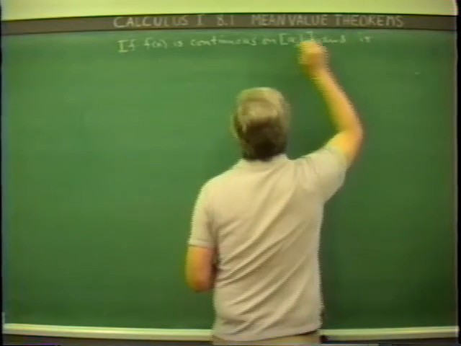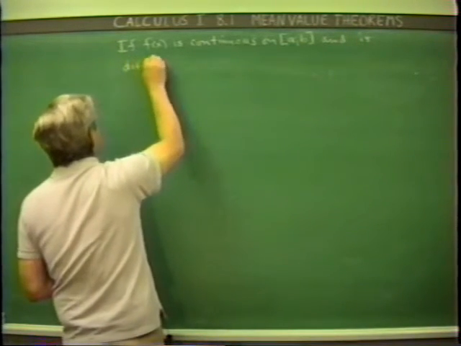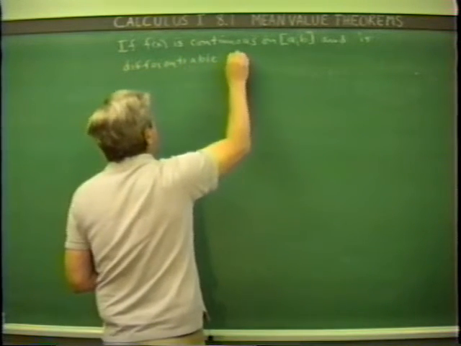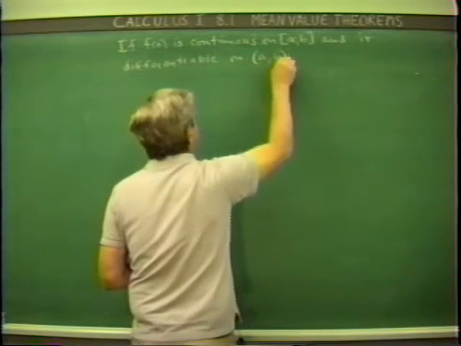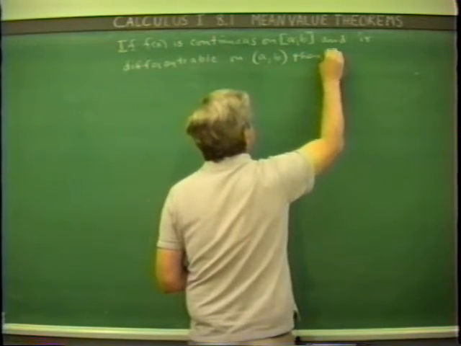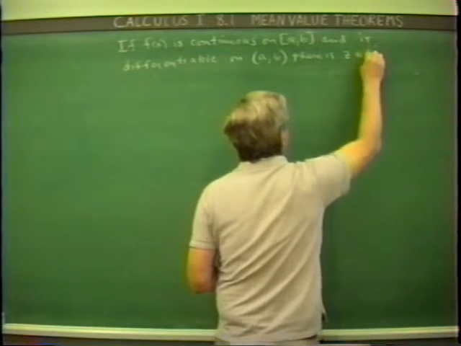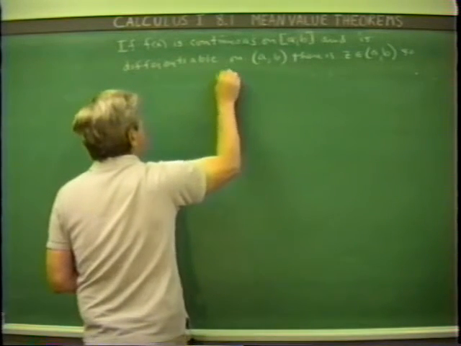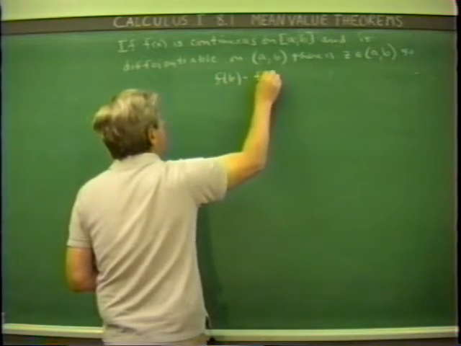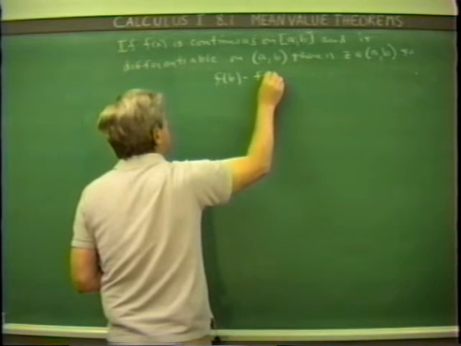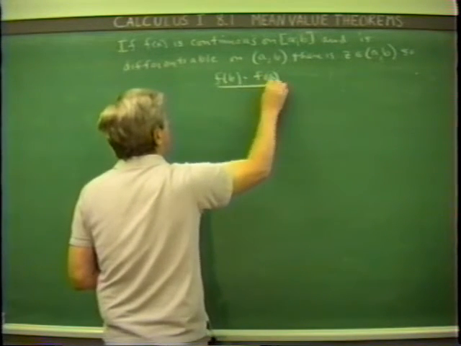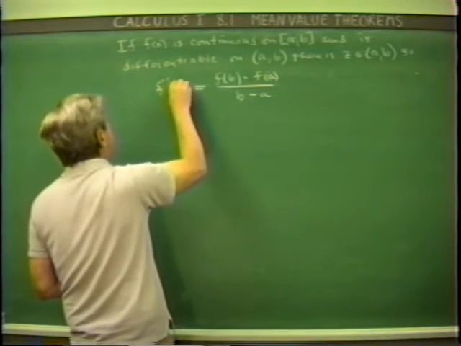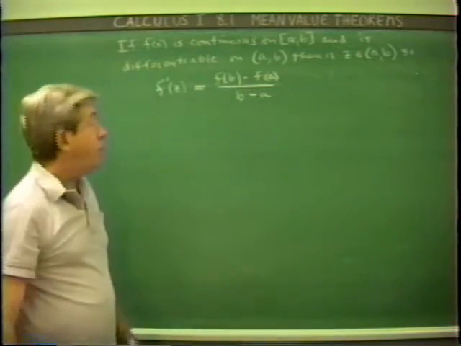and is differentiable on the open interval AB, then there is a point Z in the open interval AB so that f of B minus f of A over B minus A is equal to the derivative of f at the point Z.